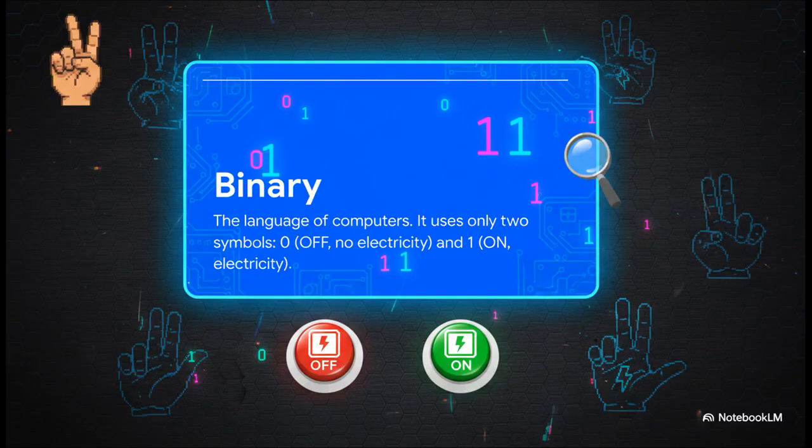So this language is called binary. And unlike our alphabet with its 26 letters or our number system with 10 different digits, binary only has two symbols. That's it, a 0 and a 1. The easiest way to think about it is like a light switch. 0 means the power is off, 1 means the power is on. And that's the entire language.